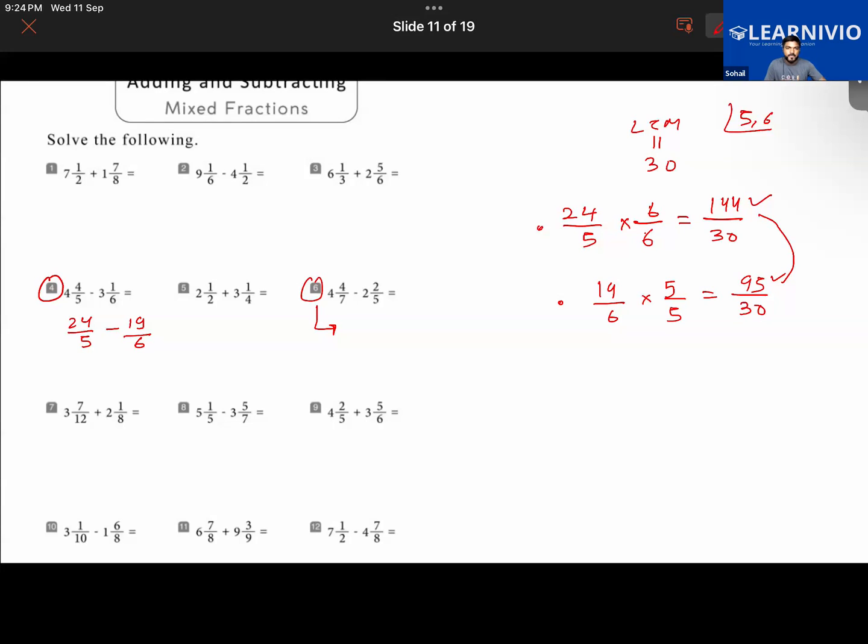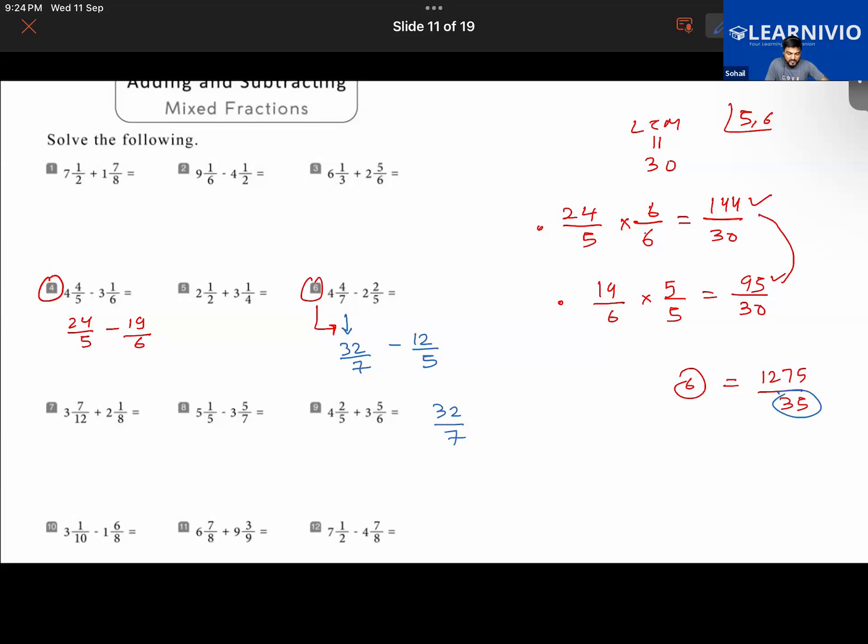Sir, for the question number 6 you told, I got 1275 upon 35. Okay, let me see if it is correct or not. So this one will be converted to 32 upon 7 minus 12 upon 5. The LCM you will be getting as 35. Sir, is the answer 239 upon 30 correct? That is correct, Sumaya. Very good.